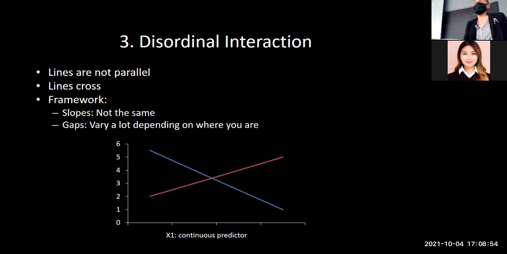Now the other option is what they call a disordinal interaction. These lines are not parallel, so my relationship of x1 with y is so dependent on x2 that it completely changes directions. Something is a positive relationship at this value of x2, and it's a negative relationship at this value of x2. The slopes are clearly not the same. They're not even just not the same, they don't have the same valence. And the gaps vary a lot depending on where you are. Sometimes the advantage is blue and sometimes the advantage is red.